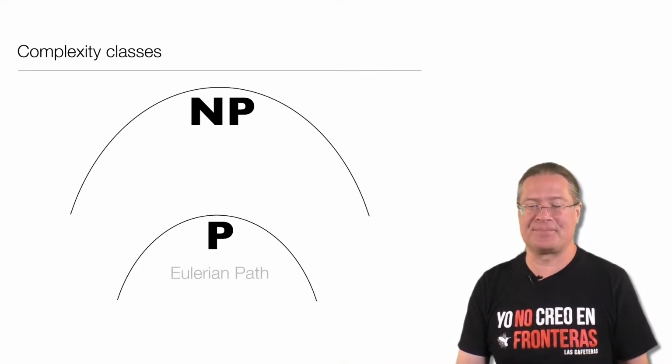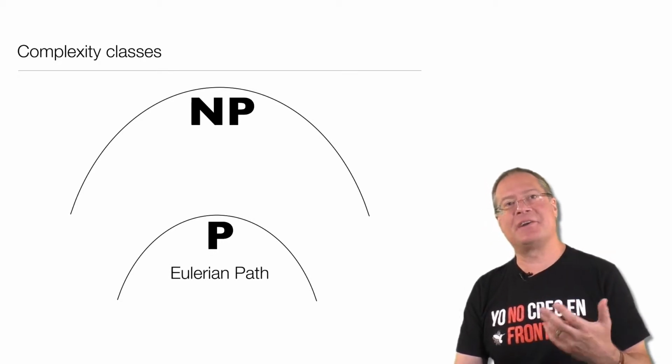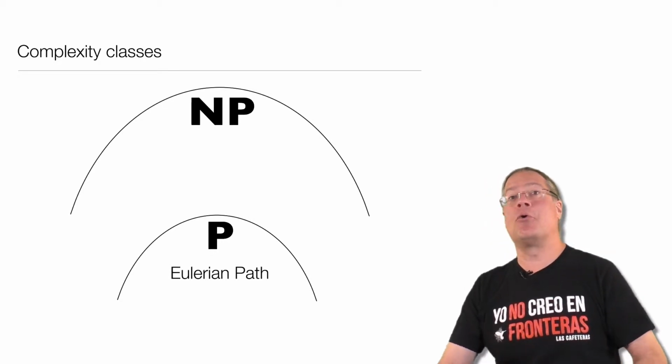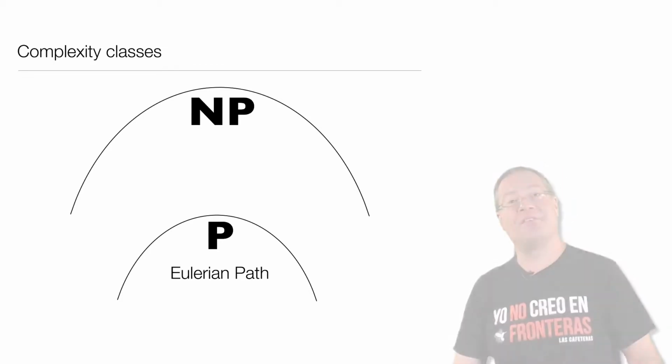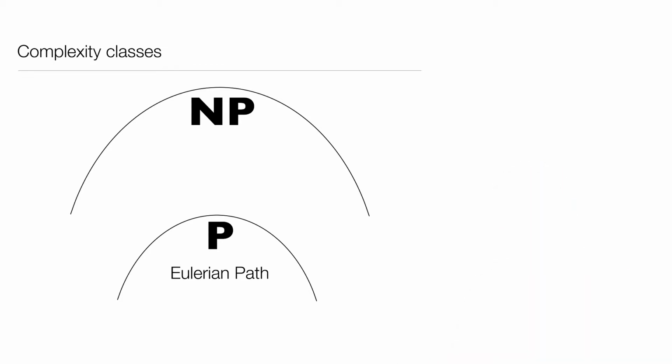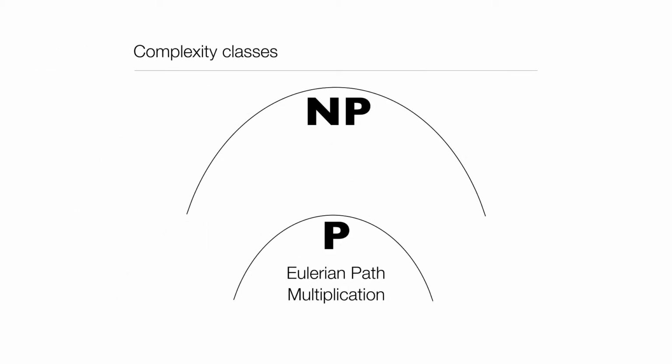So P includes, as we've already seen, the Eulerian path problem, because remember, that's telling whether we can cross each edge exactly once. We can solve that in polynomial time just by checking to see if each vertex has an odd or even number of edges on it. P also certainly includes problems like multiplication, because we know how to multiply two n-digit numbers and get the result in an amount of time which is polynomial in n. Now, NP includes, as we just saw, the Hamiltonian path problem.